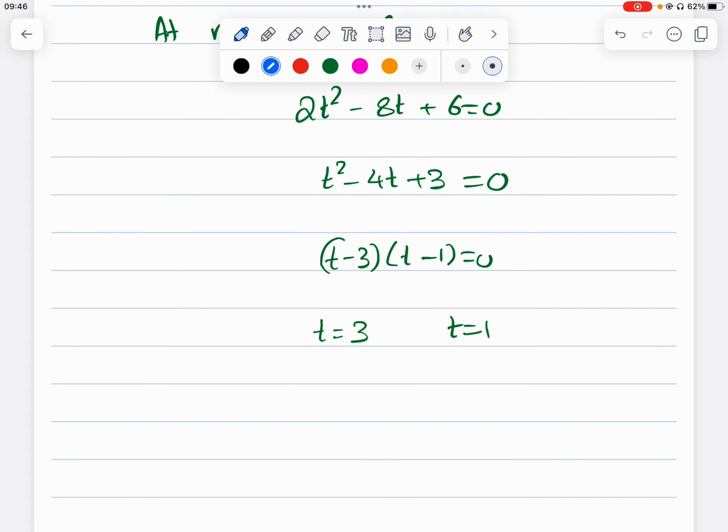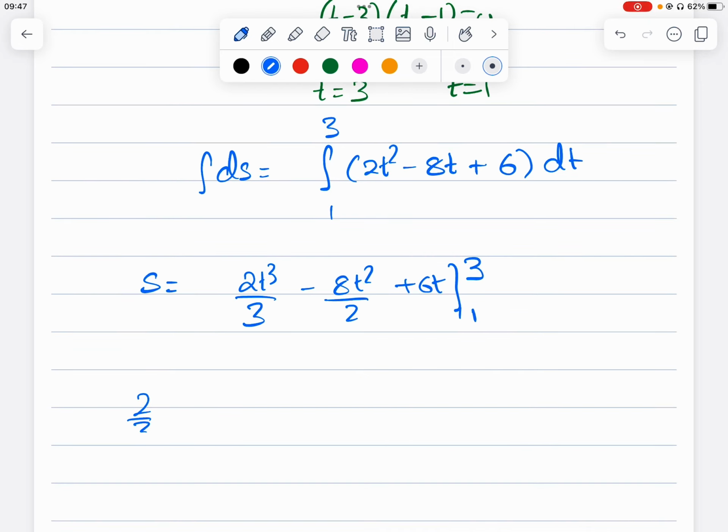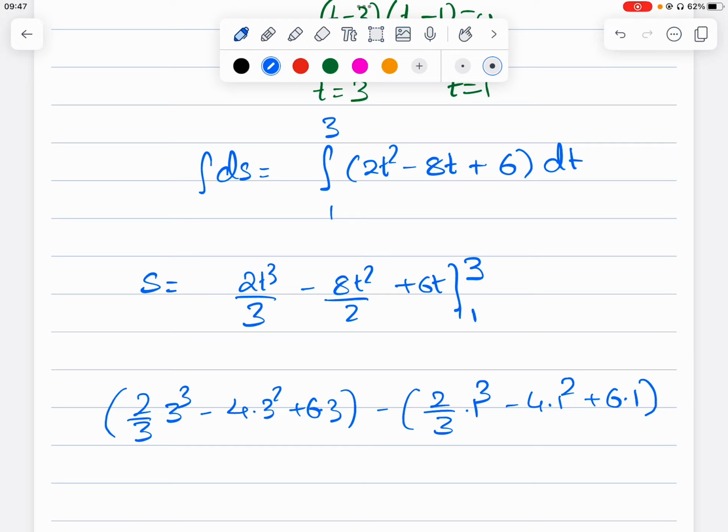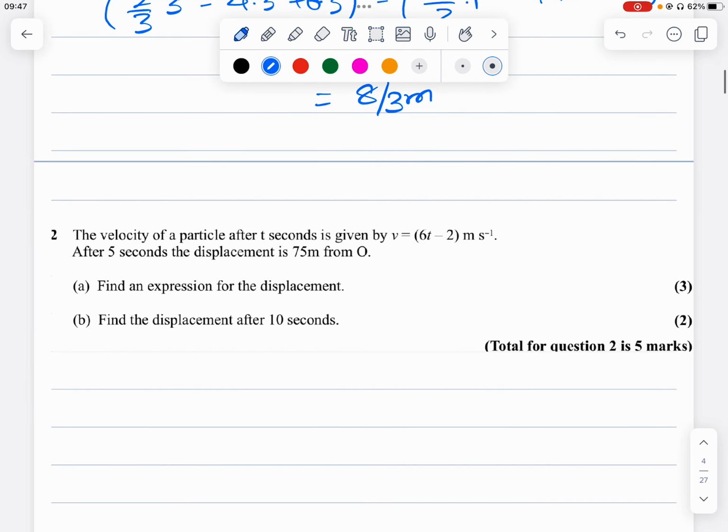Now find the integral. The integral of ds equals the integral of (2t² - 8t + 6) dt from 1 to 3. So it becomes distance = 2t³/3 - 8t²/2 + 6t from 1 to 3. Plug in the upper limit: (2/3)(3³) - 4(3²) + 6(3), minus the lower limit: (2/3)(1³) - 4(1²) + 6(1). Simplify that. Directly I am writing the answer, 8/3 meters.